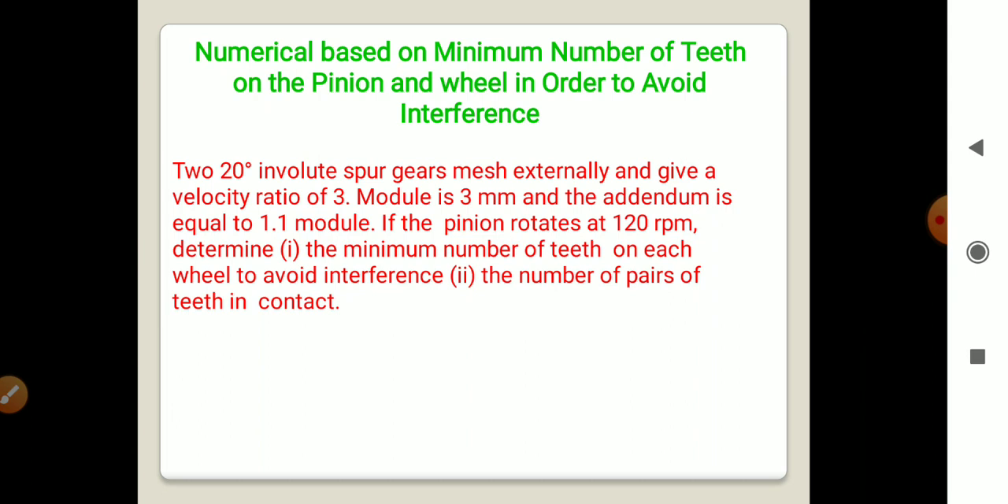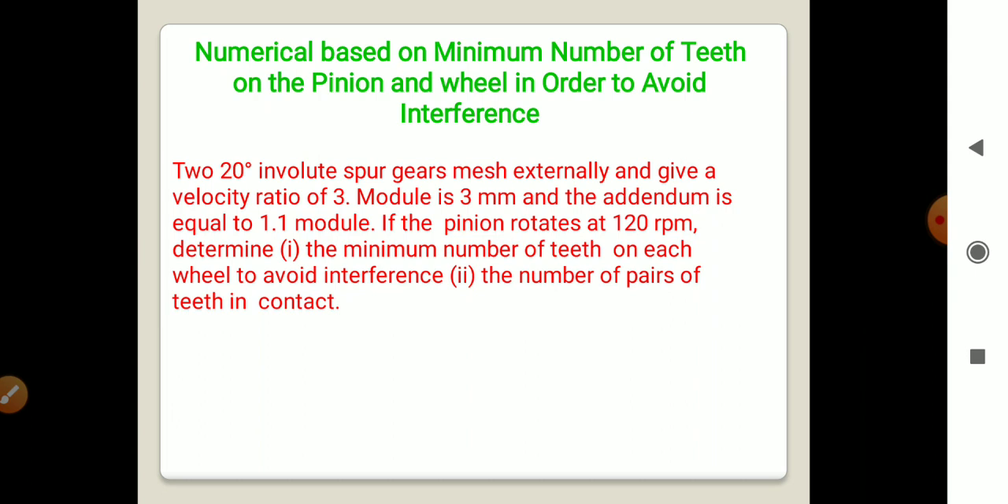And the number of pairs of teeth in contact. Okay, so see here what is given in the problem. Two 20-degree involute gears. Here the angle phi is given. They mesh externally and give a velocity ratio. Velocity ratio is given, that is 3.